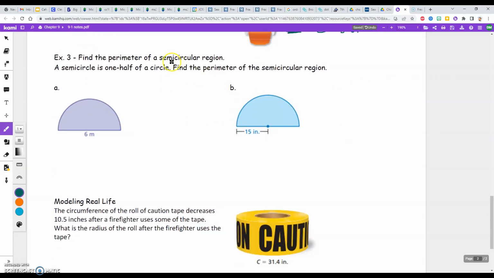Find the perimeter of a semicircular region. A semicircle is 1/2 a circle. Find the perimeter of the semicircular region. The way that we're going to do that is 1/2 the circumference plus the diameter.